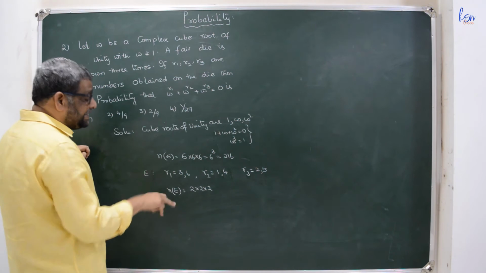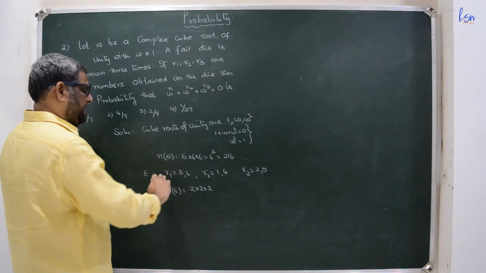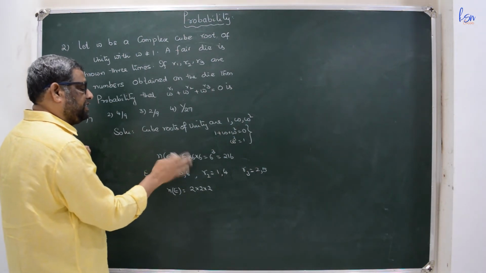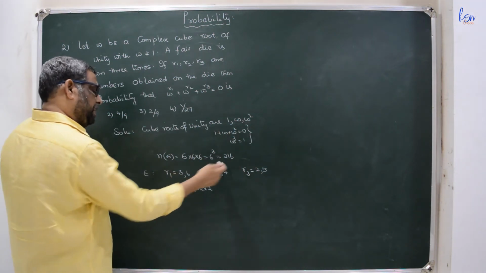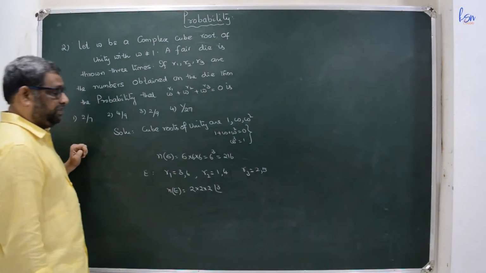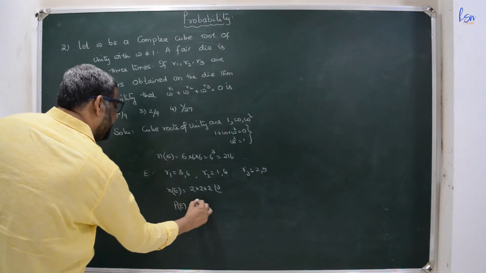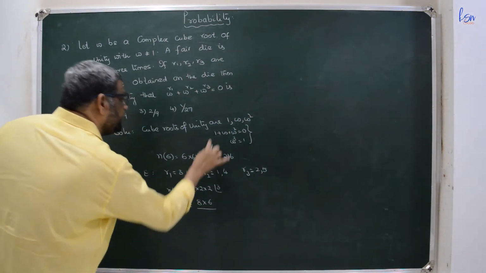It is not necessary for R1 to be a multiple of 3. R1 can be a number which will leave the remainder 1 when divided by 3. So R1 will be here, R2 will be here like that. So it can be arranged, so into 3 factorial, which is 6. Now P of E is equal to 8 into 6, that is n of E by n of S.